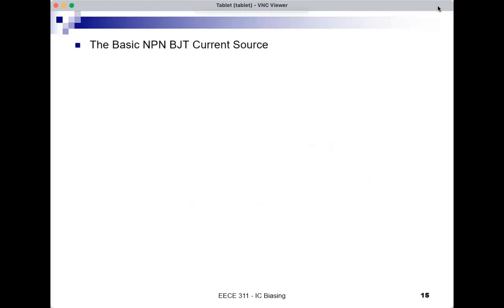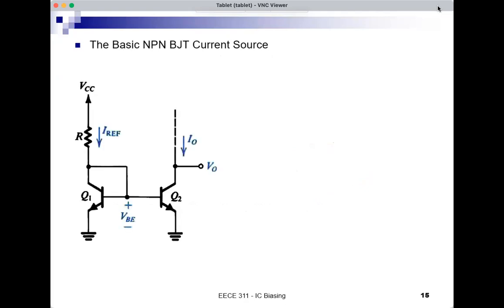Okay, and now can we build the same thing using bipolar transistors? We can, and this is the basic NPN BJT current source. So a very similar structure to the NMOS current source. I have two bipolar transistors, and one of them has this short between the base and the collector, and that's very important. The two have their bases connected, and their emitters are grounded, so they're also connected. And therefore, the VBE is the same for the two transistors.